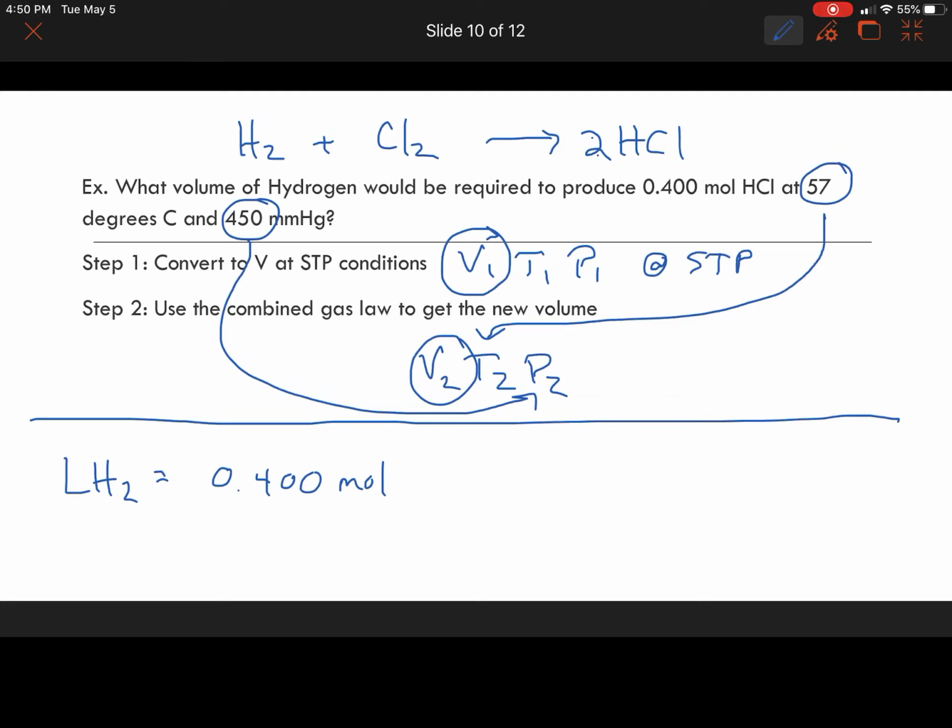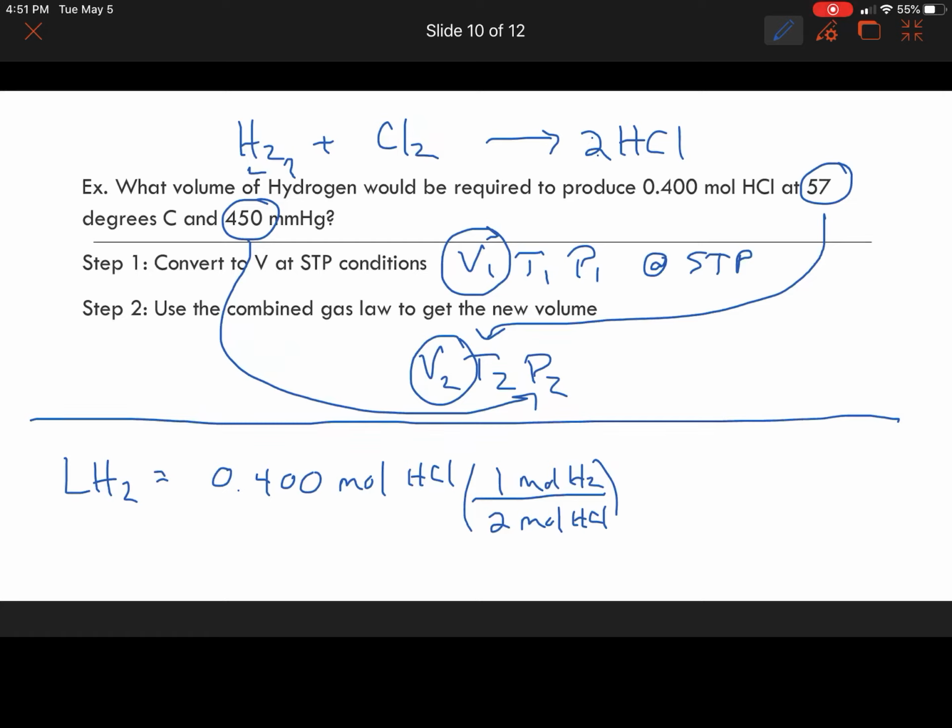So I'm looking for the volume of H2. That's my question mark there. So liters of H2 is going to be equal to 0.400 moles of HCl. My first step is going to be to use the mole ratio to convert that into moles of H2, because we always have to work through the mole. We can't do anything until we solve for moles. And looking at the ratio between them, I know it's a 2-to-1 ratio here. So if I stop the problem right now, I would be in moles of H2.